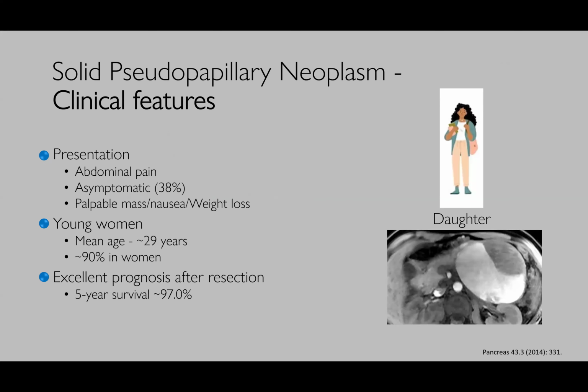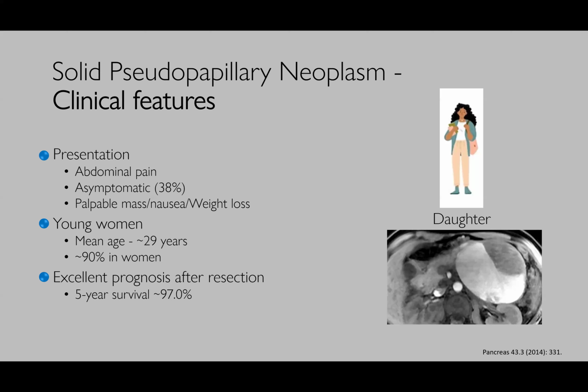First, let's start with solid pseudopapillary neoplasm. Now, this is a cystic lesion that is commonly seen in the daughter age group. So we are talking about late teens, 20s, early 30s. That's a typical age group, women, and that's why we call this a daughter cystic lesion.